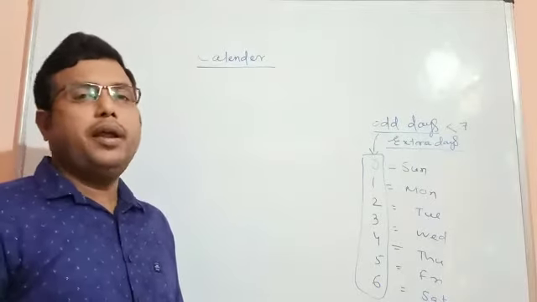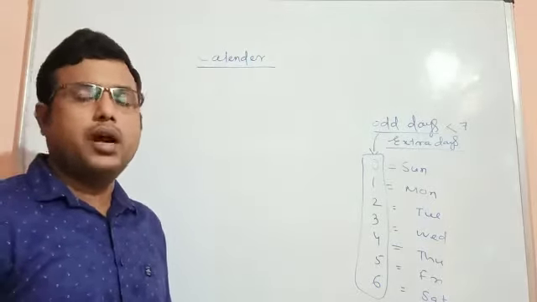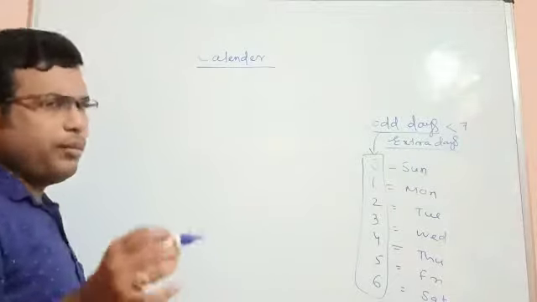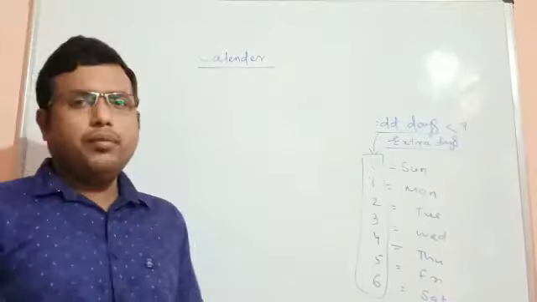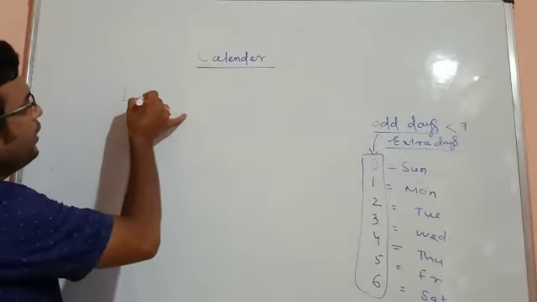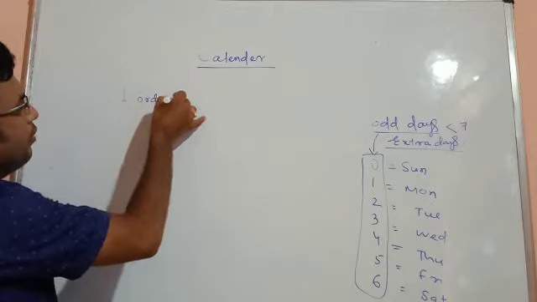Now let's calculate the number of odd days. How to calculate the number of odd days? Okay, come to the board. See, normally we have two types of years. So one is what? One ordinary year.